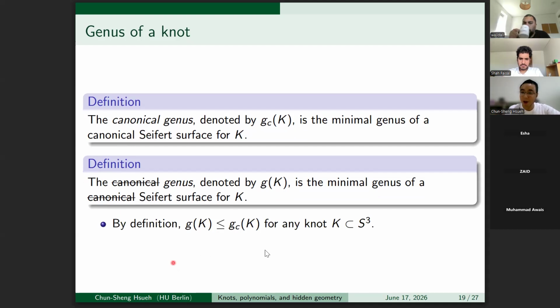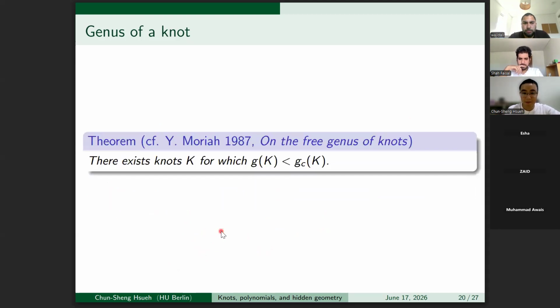A priori, by definition, it's clear that genus is going to be a lower bound because you're taking the minimum over all Seifert surfaces. There's no constraint asking that the Seifert surface has to be canonical or not. So what is surprising to me is that there are knots where this is a strict inequality. I already told you that there exist such knots, and this reference is to a related topic.